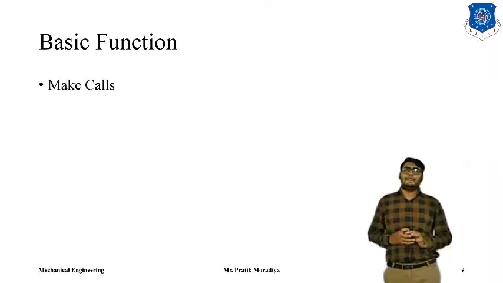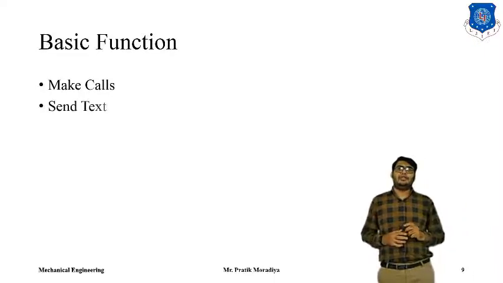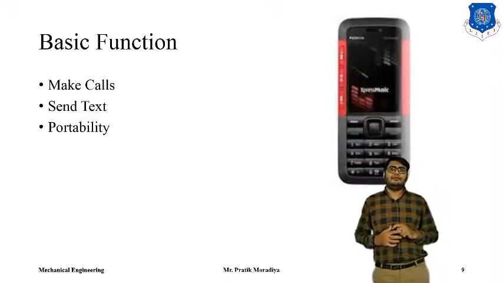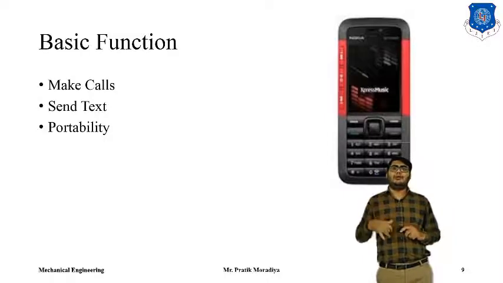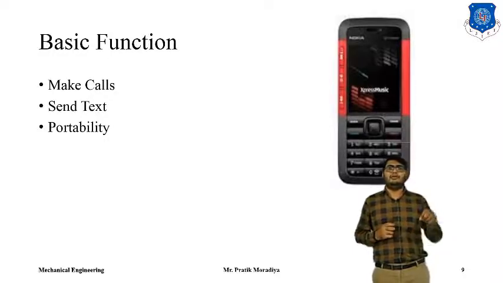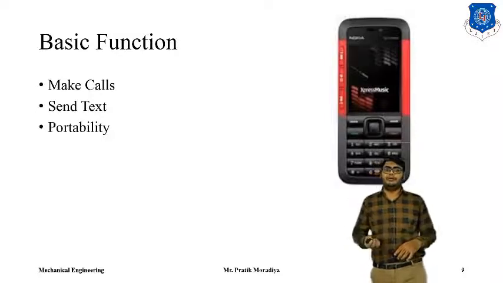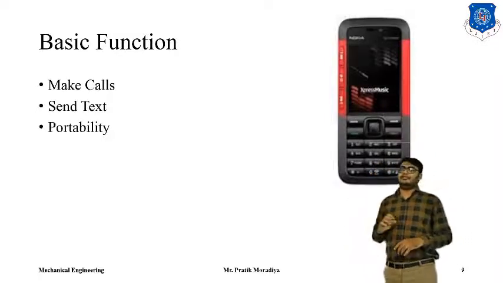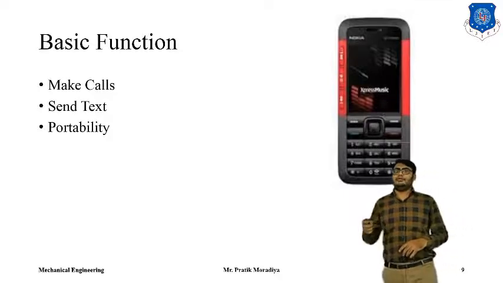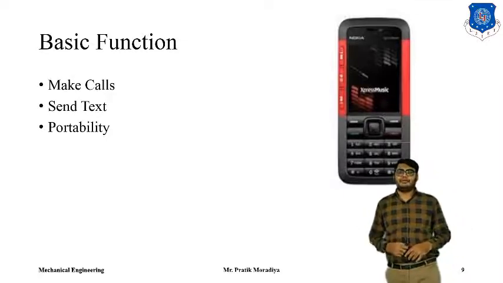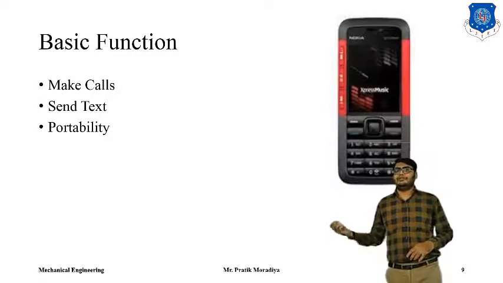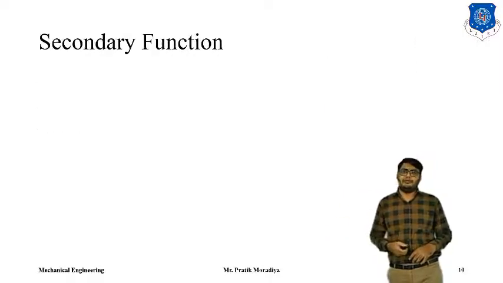For example, if we talk about mobile phones, then making calls, sending text, and portability are the basic functions of a mobile phone. If your mobile phone is not able to make calls, then we cannot say that it is a mobile phone. If your mobile phone is not portable, and it has to be put in a certain place, then it is not mobile at all. It might be a landline, but it is not mobile certainly. So a mobile should have these basic functions. Any device that can provide these basic functions can be called a mobile phone.